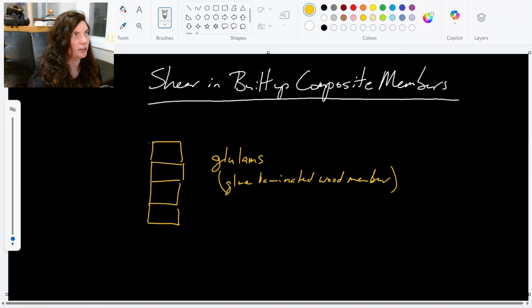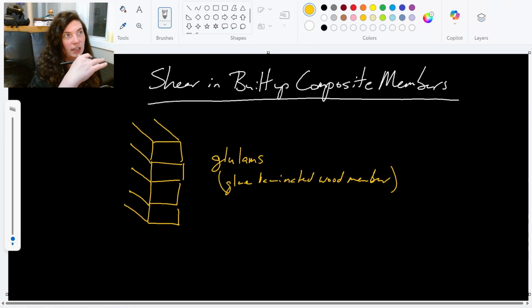Right, this might be your cross-section view. I can make it a little more 3D. There we go. So you could have sections of wood that are glued together where the shear would affect the sections where they're glued, right? You don't want the shear to break the glue and then your boards snap in half, right? Or snap apart from each other.